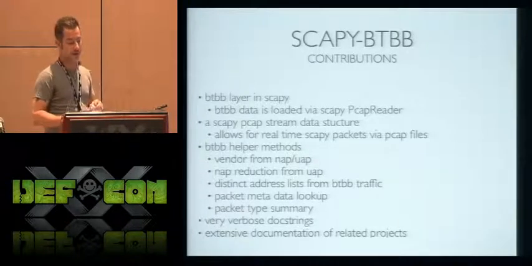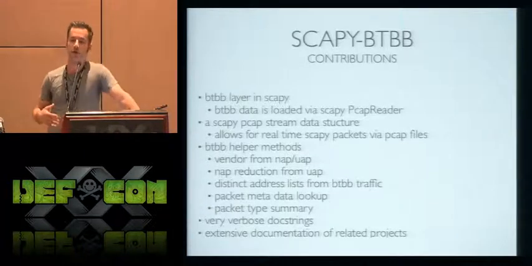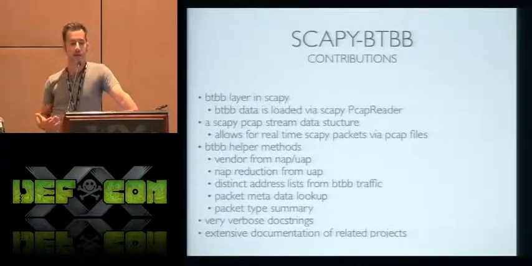So the first thing I did was, a lot of times when we're going through this data, we want to see all the unique Bluetooth addresses we saw within a data set, right? So I have helper methods in there that will give me a unique list of all Bluetooth addresses found within this traffic that I'm viewing.